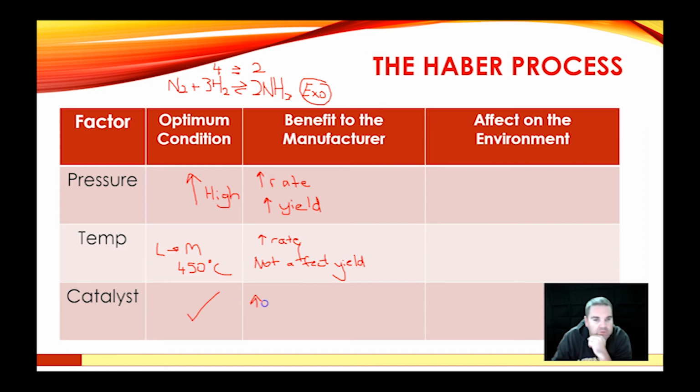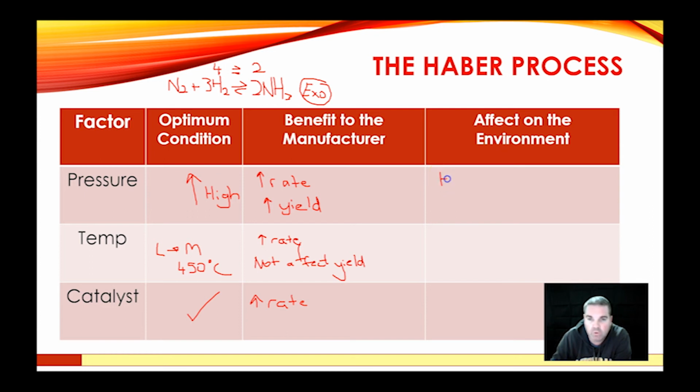Okay, and that's going to increase the rate of reaction by providing an alternative reaction pathway with a lower activation energy. Then you have no effect upon the yield. Okay. Now what you do need to think about with these is whether there is going to be a cost associated to the environment. Okay, an increase in pressure, the effect on the environment is going to be negative basically.